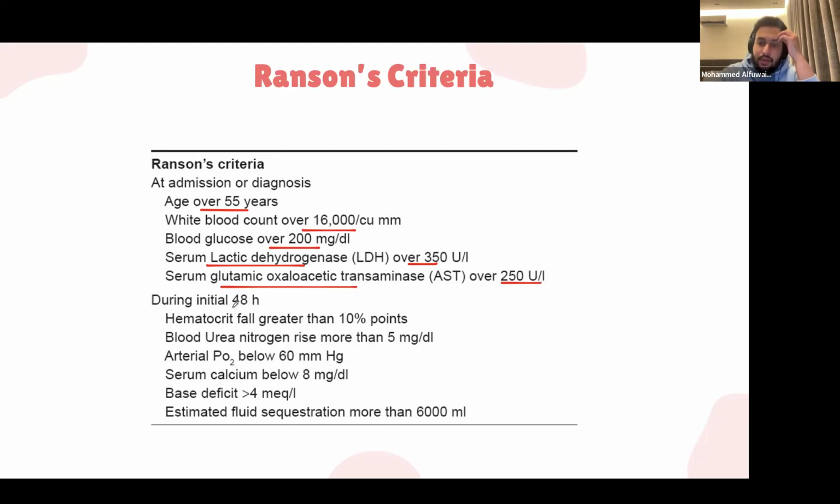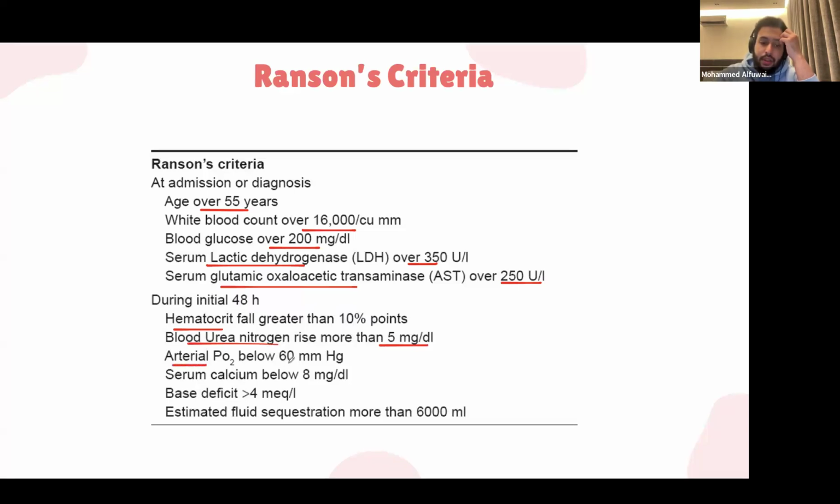Then at 48 hours, you'll see what changes happen with this patient. Did the hematocrit fall? Why? Because of hemorrhagic pancreatitis. It was their hemorrhage, okay? Then you have BUN, which if it rises more than 5, indicates renal impairment.